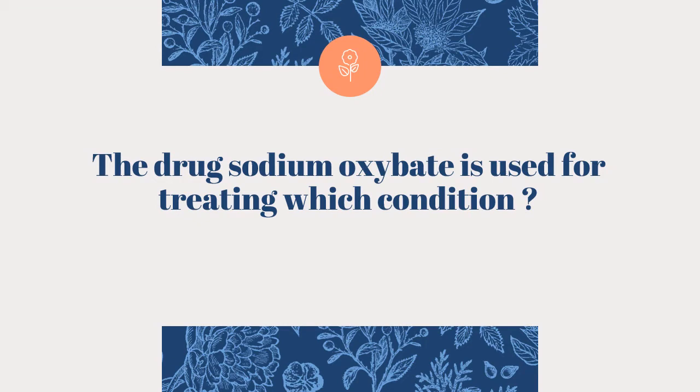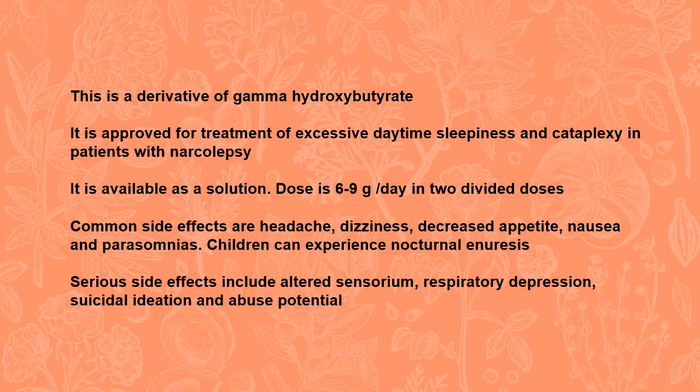The drug sodium oxybate is used for treating which condition? This is a derivative of gamma hydroxybutyrate. It is approved for treatment of excessive daytime sleepiness and cataplexy in patients with narcolepsy. It is available as a solution. Dose is 6 to 9 grams per day in 2 divided doses.